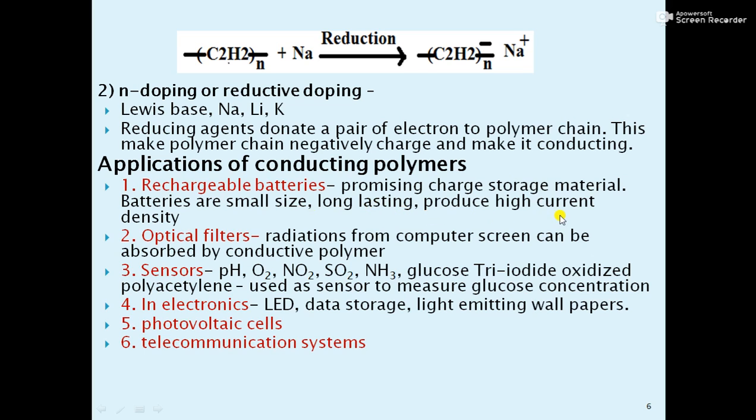These are used as optical filters also. Radiations from computer screens can be absorbed by these conductive polymers. They are used as sensors for measuring pH, oxygen, NO2, SO2, ammonia, glucose. Triiodide oxidized polyacetylene is used as a sensor to measure glucose concentration, and in various other applications. In electronics, it is used in LEDs, data storage, light emitting wallpapers, photovoltaic cells, and telecommunication systems.